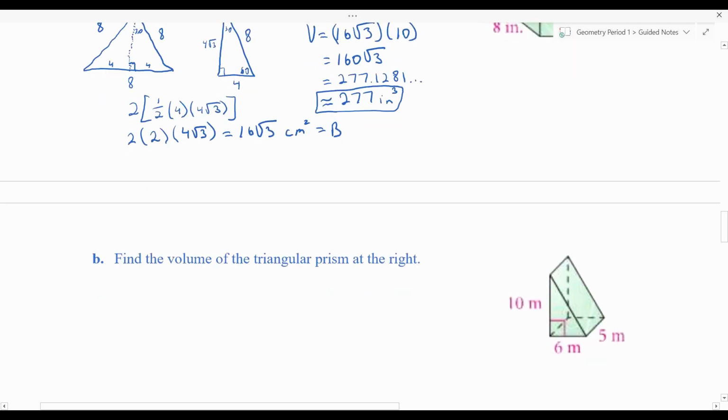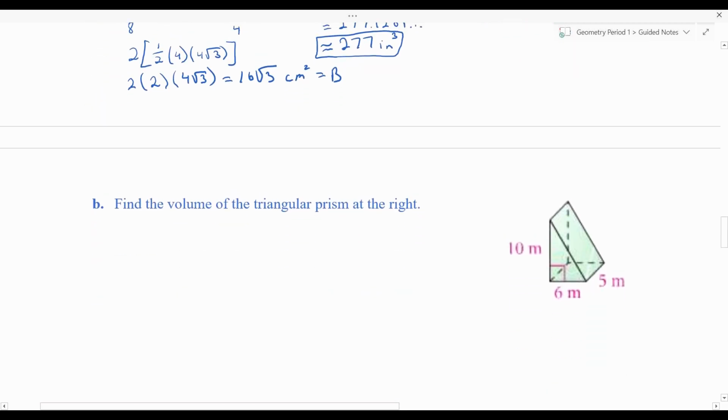Part B is yours. All right. And it says, find the volume of the triangular prism here at the right. All right. Good luck with this one. All right. When doing this one, again, we're dealing with a triangular prism. So the first thing I usually do is just write the formula for volume in general terms, which is the area of the base times height.